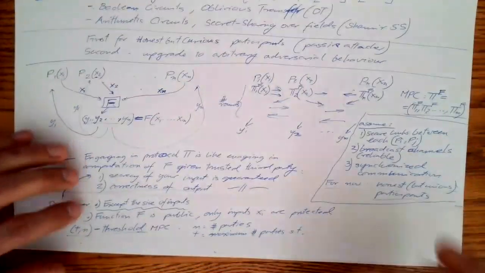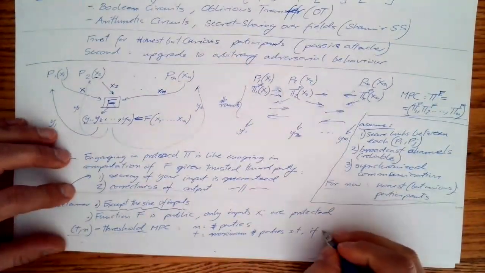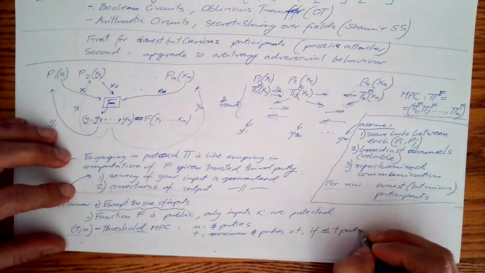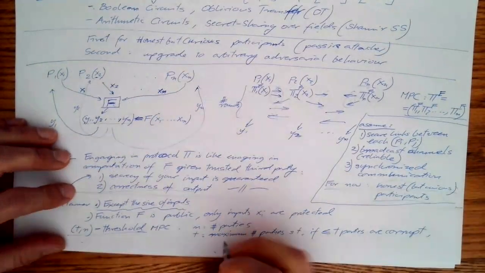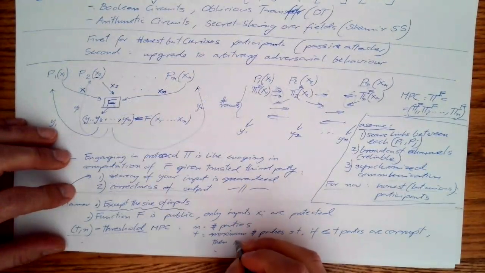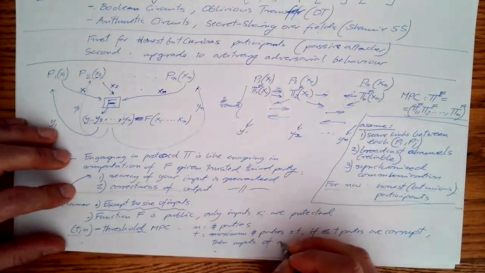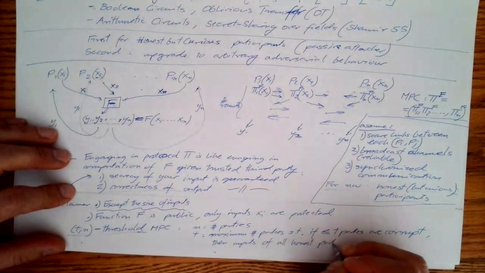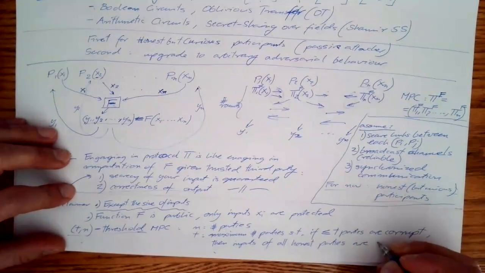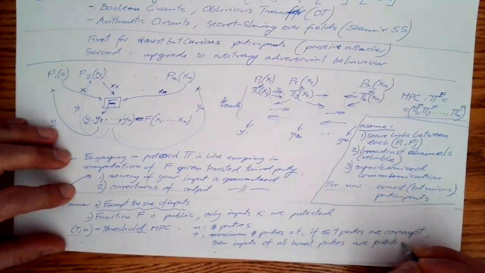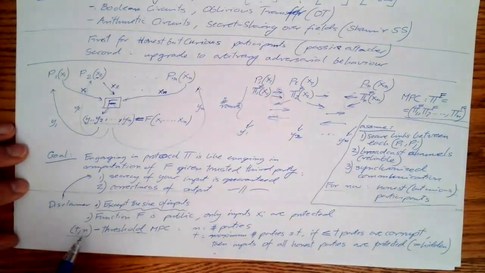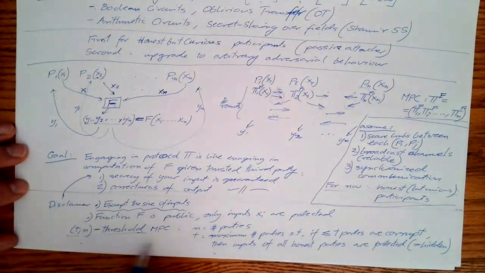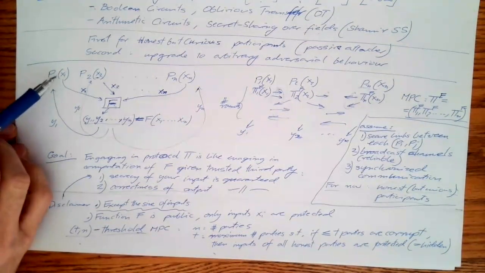such that if fewer or equal to t parties are corrupt, then inputs of all honest parties are hidden, are protected, meaning hidden. Think of t at first as just n minus one. Okay, that's the best MPC from a security perspective. And what would the consequences be? The consequences are like this.